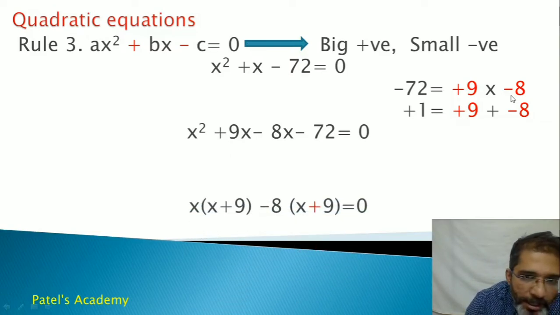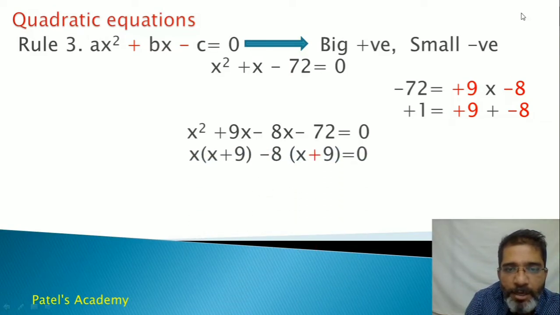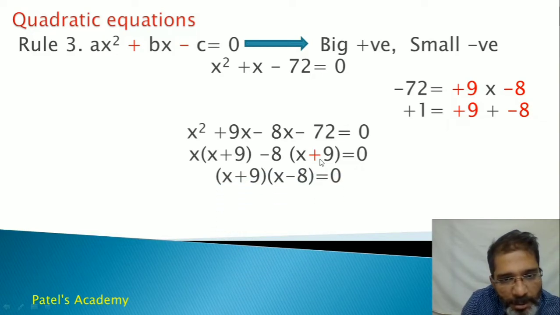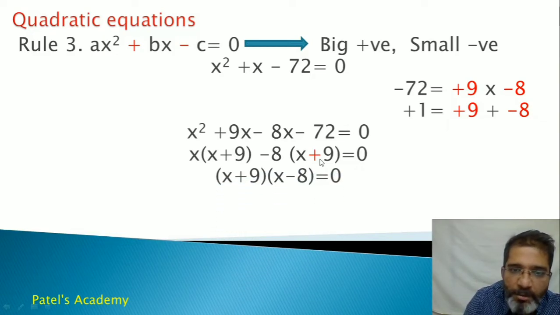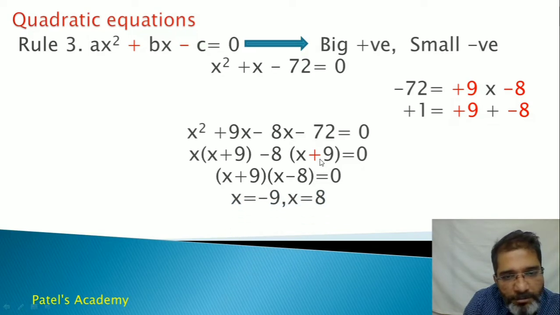Again taking common, again, be careful. I'm taking minus 8 common. So the sign of minus will change to plus. Next step, x plus 9 common. In the other bracket, we have x minus 8. And after shifting and solving, we have minus 9 and plus 8 as the answer.